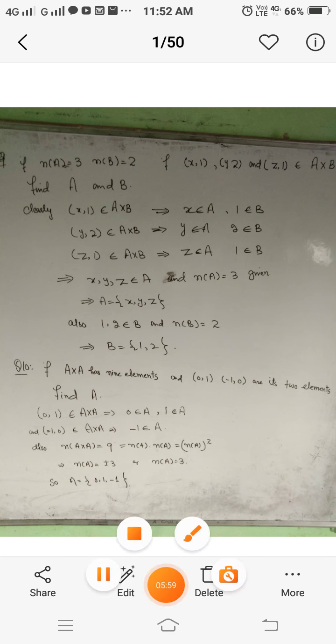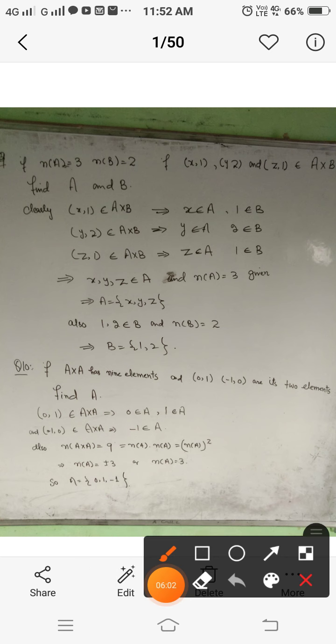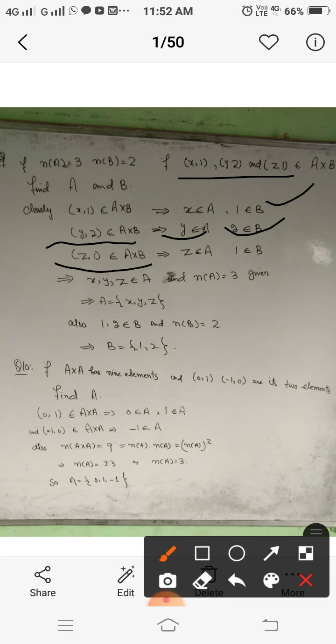Now the next one is question number 9. If n(A) equals 3 and n(B) is 2, that is, A has 3 elements and B has 2 elements, and (x, 1), (y, 2), (z, 1) are 3 different elements in A cross B, we have to find A and B. Here (x, 1) belongs to A cross B, which implies that x belongs to A and 1 belongs to B. (y, 2) belongs to A cross B implies that y belongs to A and 2 belongs to B. Similarly, (z, 1) belongs to A cross B implies that z belongs to A and 1 belongs to B.